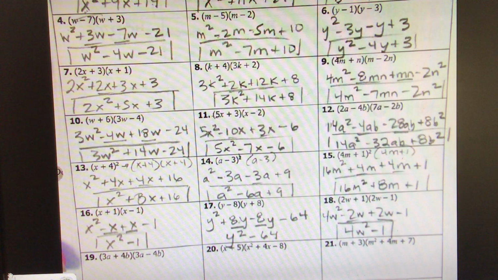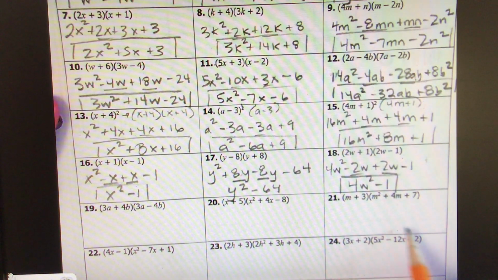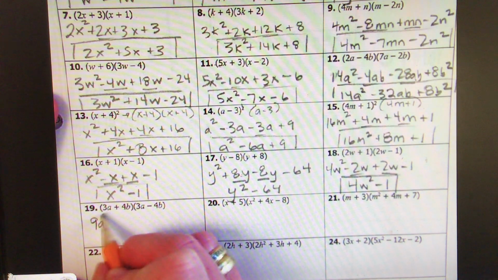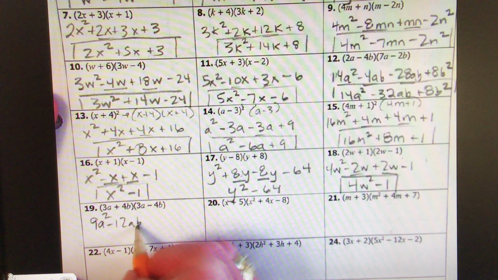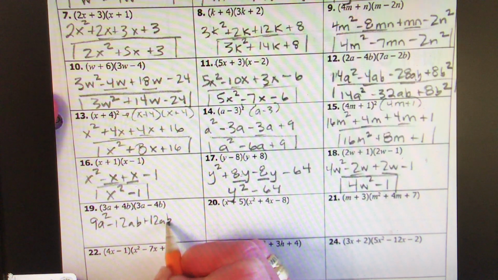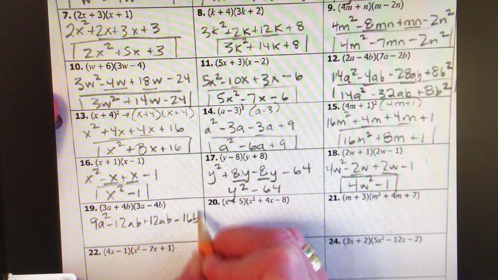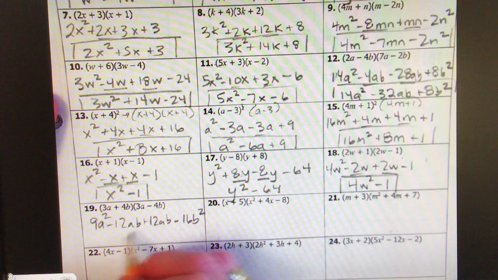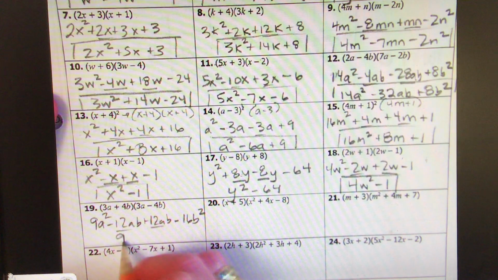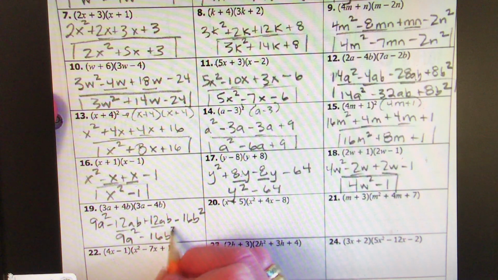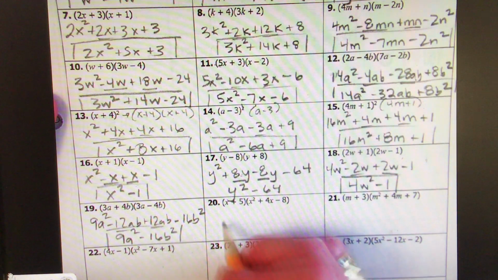I've got here 19. I think I'm going to end with this row because my hand is getting tired. 9a squared minus 12ab plus 12ab minus 16b squared. Cancel. 9a squared minus 16b squared. I love when they cancel.